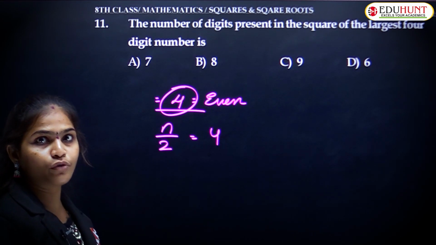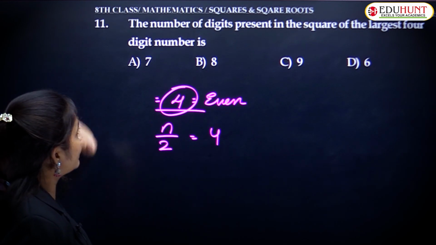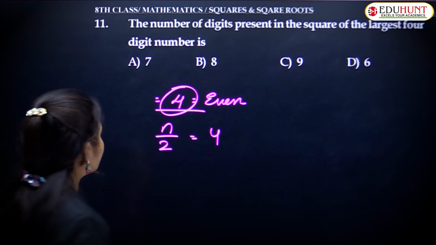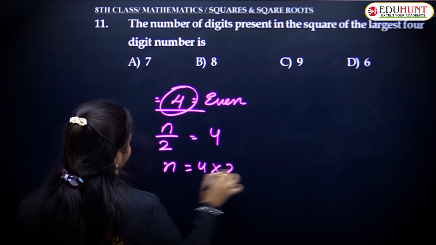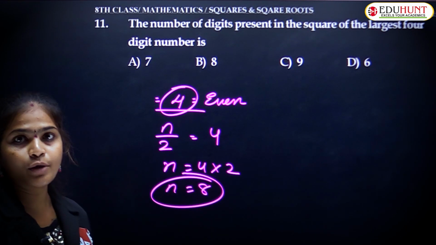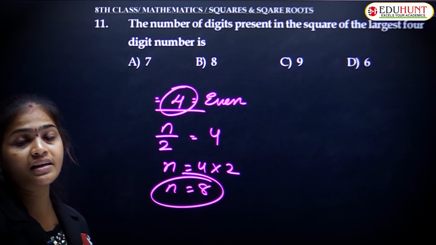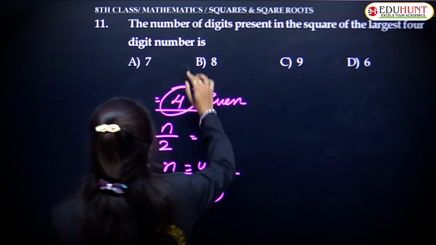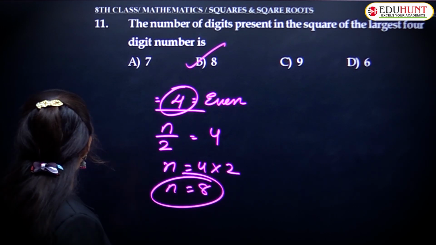The largest 4-digit number, how many digits are there in its square? So see here, n is equal to 4 into 2. So n is equal to 8. So how many digits are possible here? 8 digits are there in the square of the largest 4-digit number. Okay, so which option is correct here? Option B. Okay, so let us see the next question.